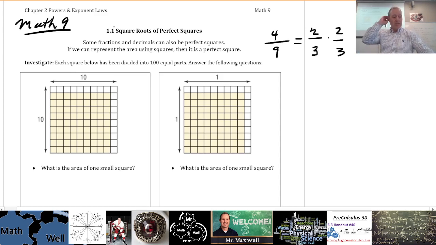Okay, so let's take a look at this first diagram that you have on your notes package there. Okay, so if we can represent the area using squares, then it's a perfect square. So we'll take a look at graphically or visually to see how this works.